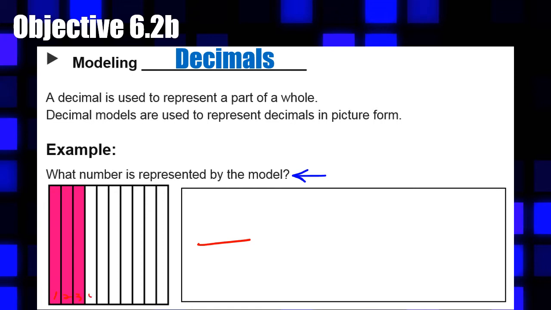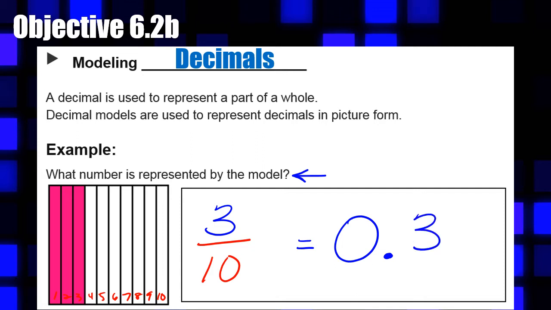1, 2, 3, 4, 5, 6, 7, 8, 9, 10. And we know that there are 3 that are shaded. And so this fraction reads 3/10. So as I read this fraction 3/10, I know that I can also write this down as the decimal 0.3, because I know that 3 is in the tenths place, and so 3/10 as a fraction is the same as 0.3 as a decimal.